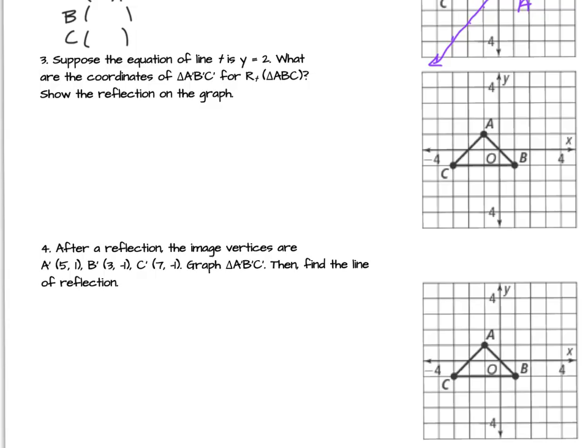Question 3. Suppose the equation of line T is y equals 2. So now that's not the x-axis or y-axis. This is going to be a counting activity. But if you go to the graph where y equals 2, that's actually on the y-axis, not the x-axis. And one thing we have to consider, all the places where y equals 2, this is going to be a horizontal line straight across from left to right. So that's our line T.